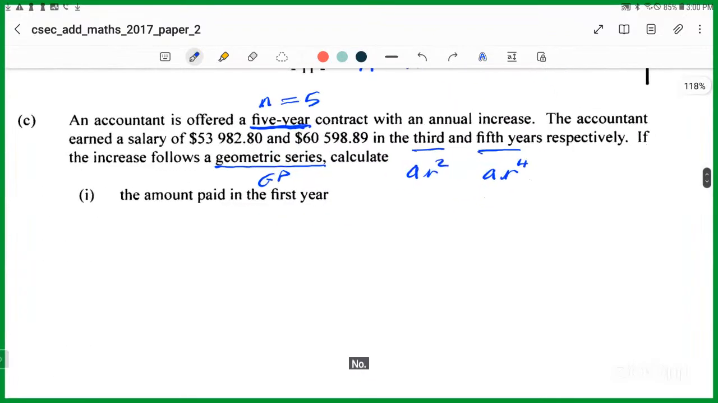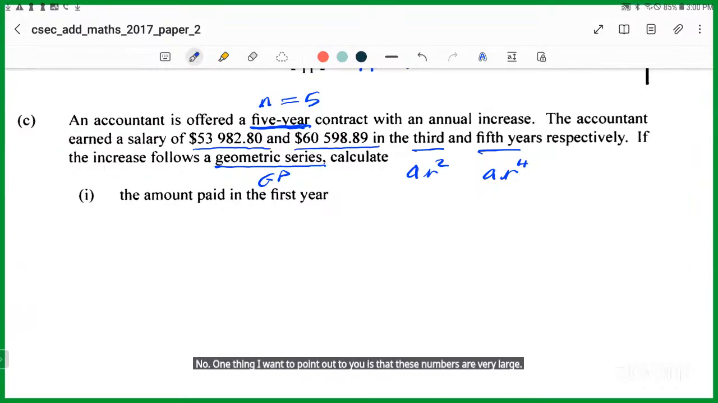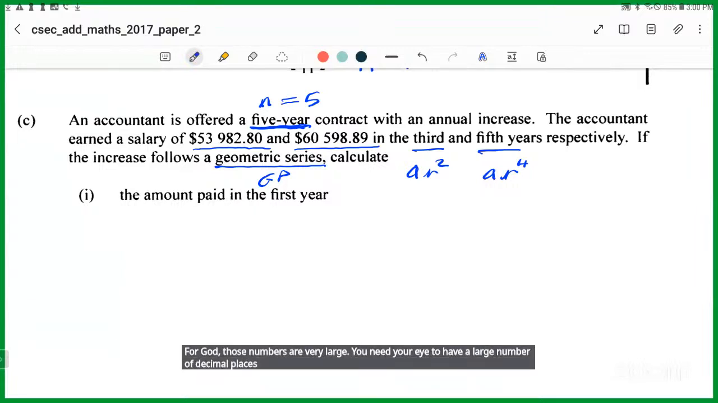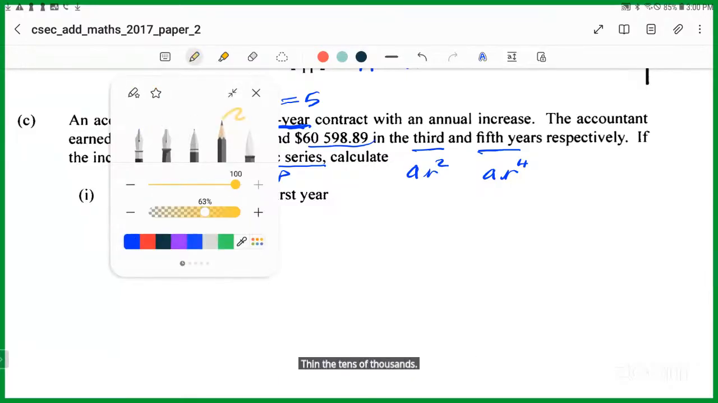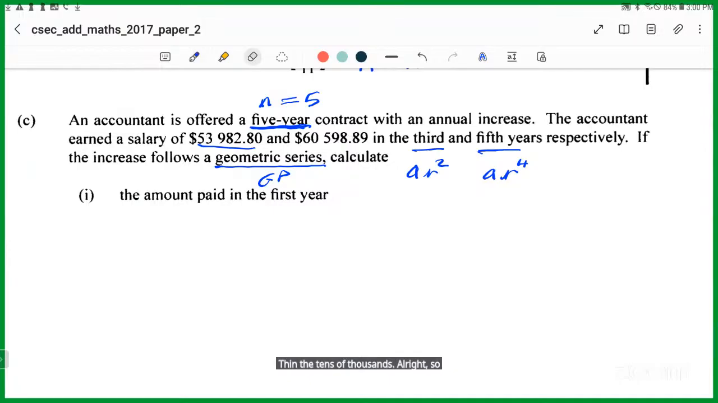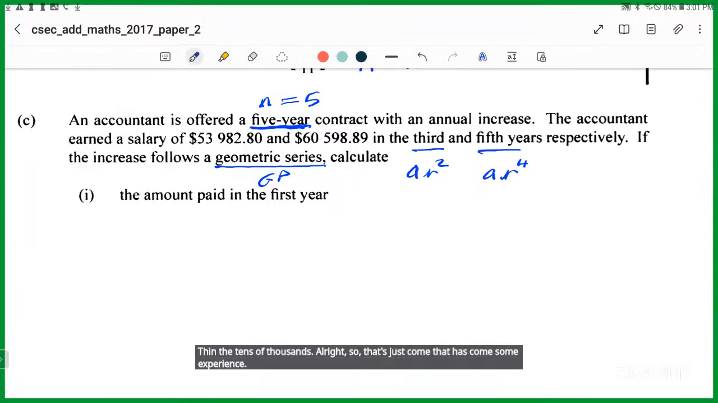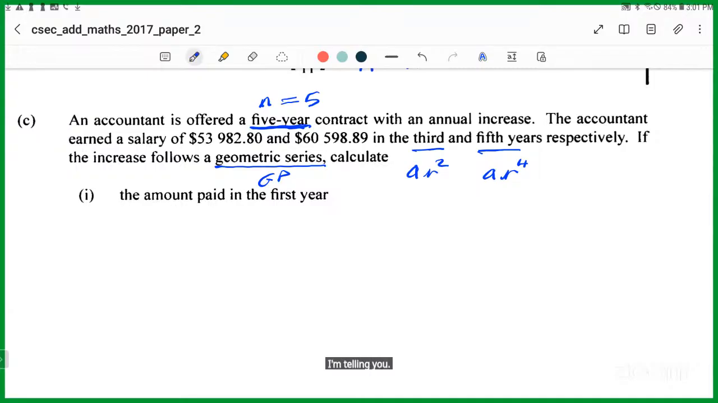Now, one thing I want to point out to you is that these numbers are very large. Because those numbers are very large, you need your r to have a large number of decimal places to increase the accuracy of the values. These are tens of thousands. That just comes from experience, but I'm telling you so you can learn the experience that I have.